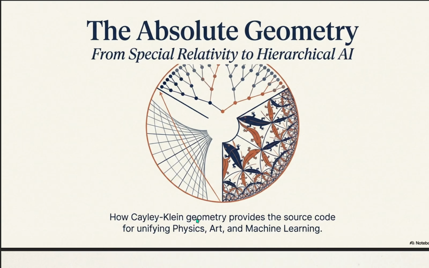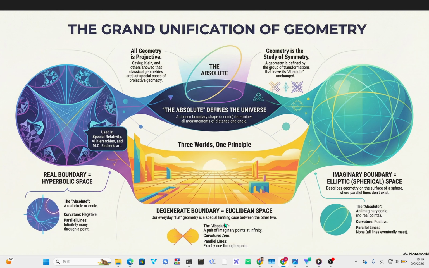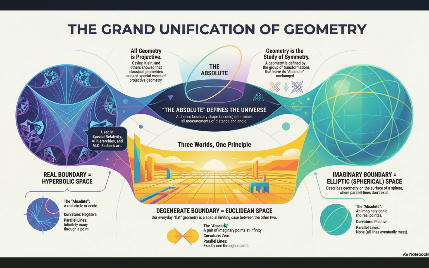It really is. It's a connective tissue. It links things that seem to have absolutely nothing in common. We're talking M.C. Escher's art, Einstein's theory of relativity, and the cutting-edge AI that powers our social networks. They are all running on the exact same underlying engine. And that engine is built on this really radical idea. Which is? That measurements, how far away something is, what an angle looks like, they aren't fundamental. They don't just exist. They emerge from a boundary, a choice we make called the absolute.